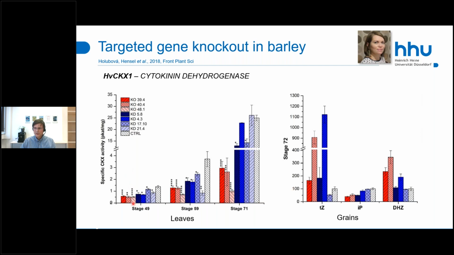And what you can see here is, over the development of a plant, cytokinin activities. In gray, you see the wild type, and in blue and in red, you see the transgenic mutants, either knockdown or knockout. And as you can see, there is a statistically significant reduction in the cytokinin content in those plants. And we can also observe, although not statistically significant, an increased cytokinin content in the grain.